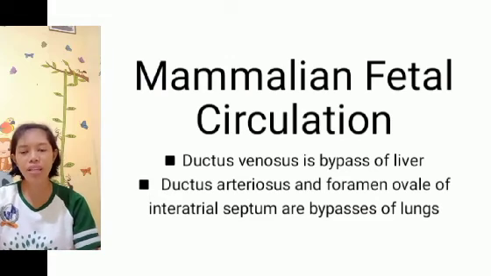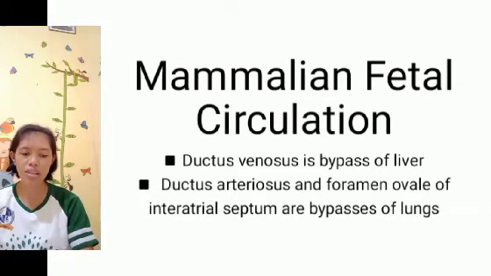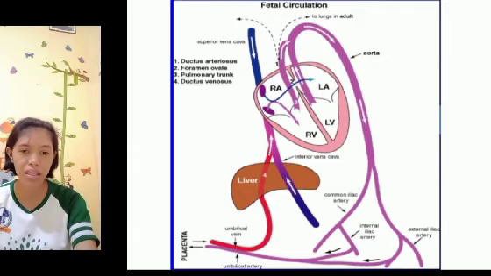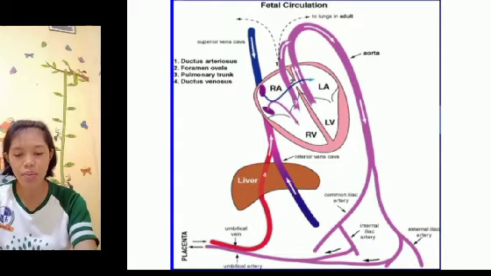Let's proceed to the mammalian fetal circulation. So the ductus venosus is the bypass of the liver; the ductus arteriosus and foramen ovale of the interatrial septum are the bypass of the lungs. So here it is fetal circulation. In this, the umbilical vein becomes the round ligament of the liver in the adult. So the ductus venosus is a bypass of the liver, and it becomes a ligament as we go into adulthood, and it will serve as the remnant.